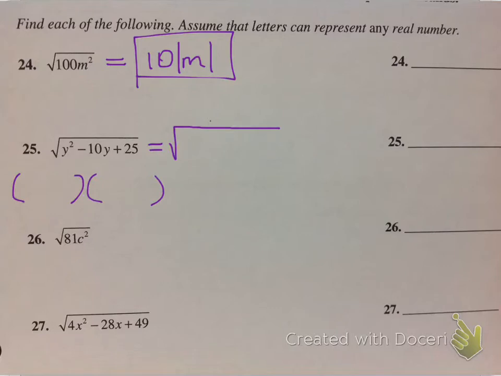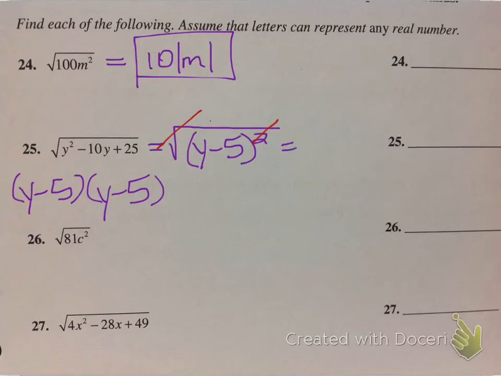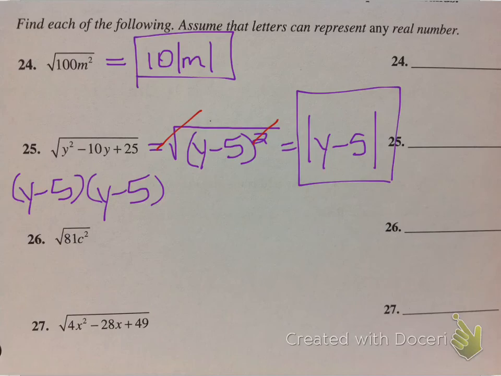Now this second one, y squared minus 10y plus 25, is a trinomial that can be factored. And when I factor it, I get (y minus 5)(y minus 5), which I can rewrite as (y minus 5) squared. Now because my square and my square root cancel each other out, they're opposite operations, my answer is simply going to be y minus 5. We just have to ensure it's positive, so we put absolute value symbols around it.